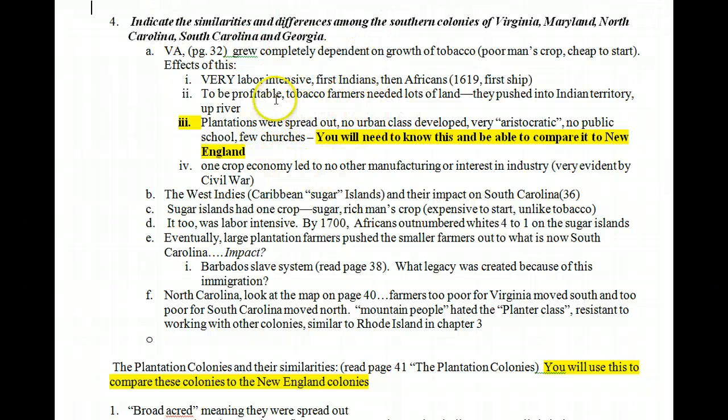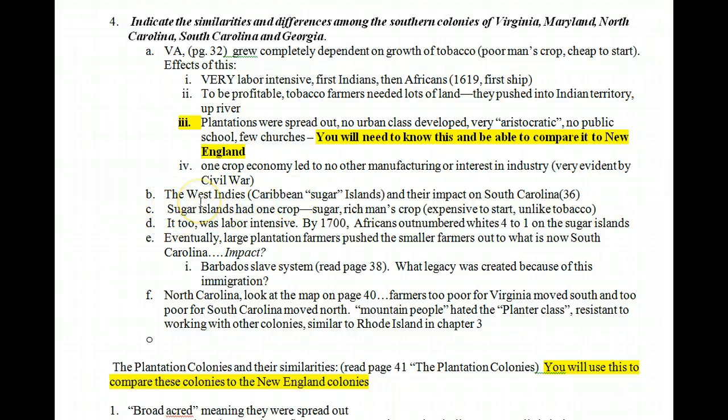And a lot of them grow some kind of crop like tobacco, rice, indigo, sugar, and eventually cotton. They all had a one-crop economy that led to no other manufacturing for the most part or interest in industry of any kind. And again, this is all going to be very evident by the Civil War because if you could buy the slaves, if you could buy the crop and get it started, that's where your money was made. So they had no reason to invest in industry, which that'll all come later anyway.